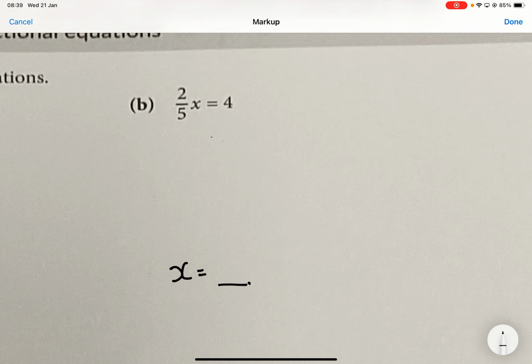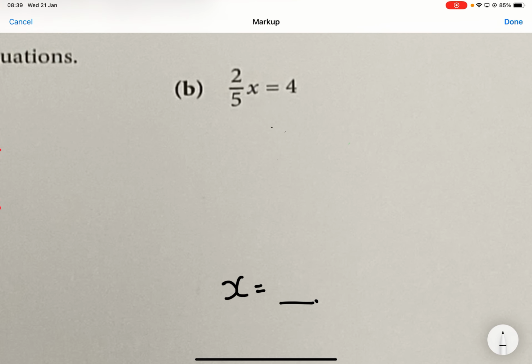Okay? Bear with me for the first few if you already know. From 2/5 x, I want it to become x. If 2x, I divide by 2. If 3x, I divide by 3. If 2/5 x, I just divide by 2/5. Then it becomes 1x already.